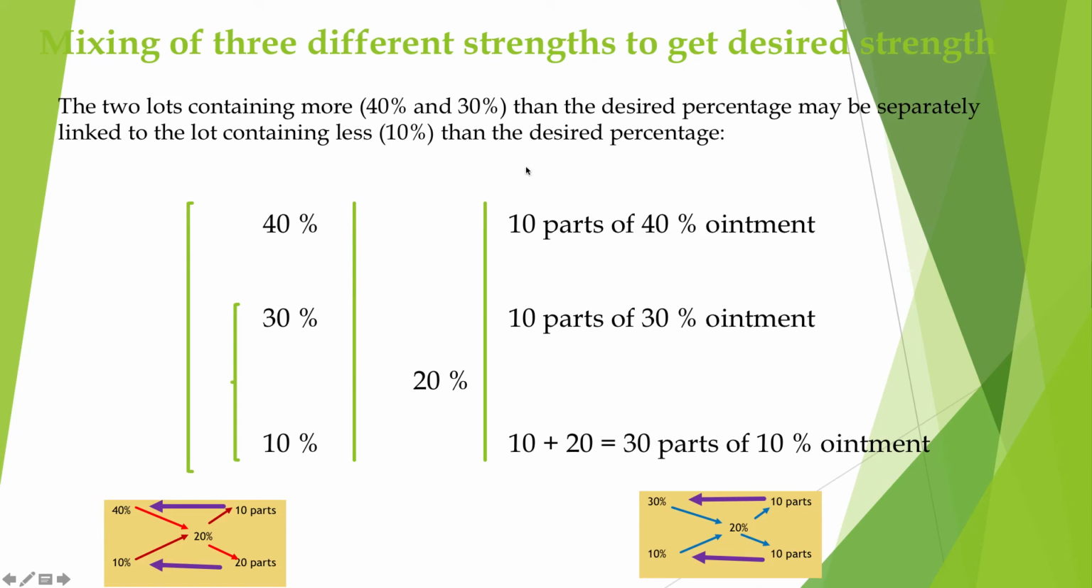You can see this here in this slide. Then we subtract 10 from 20, we get 10, and when we subtract 20 from 30 we get 10, and when we subtract 20 from 40, we get 20. So we need 30 parts of 10% ointment, 10 parts of 30% ointment, and 10 parts of 40% ointment. This is how we are going to mix these three strengths to get the desired strength of 20%.